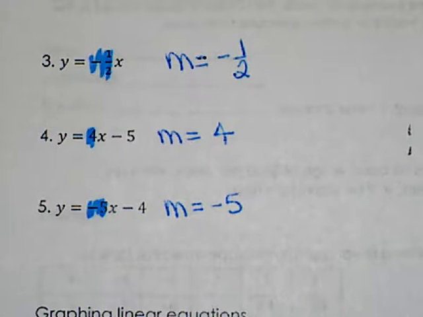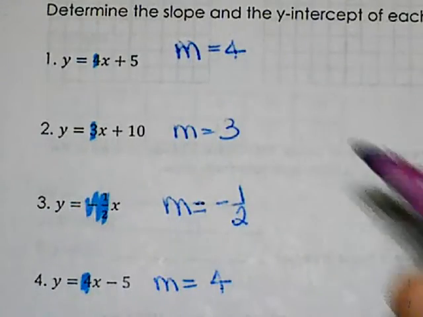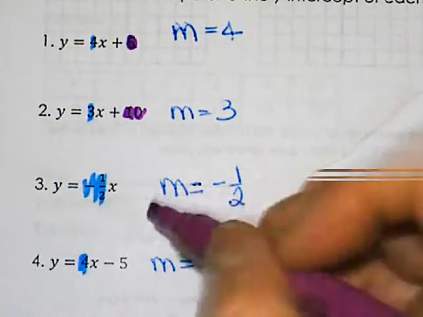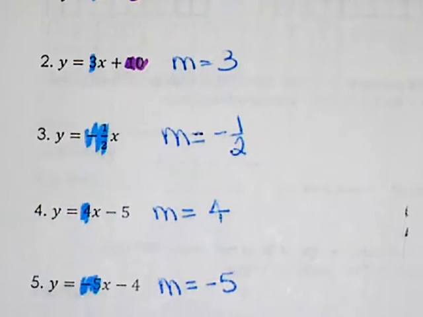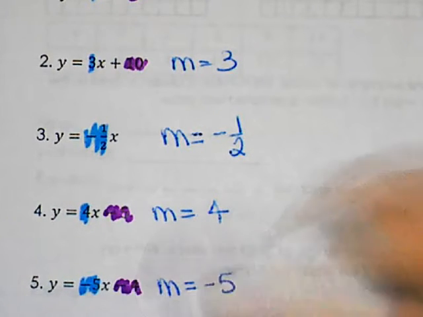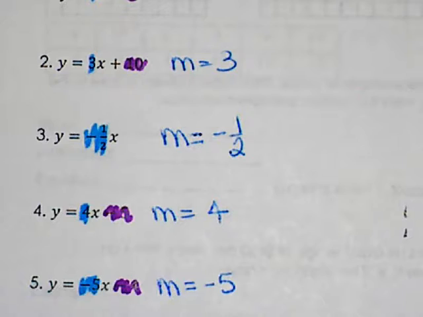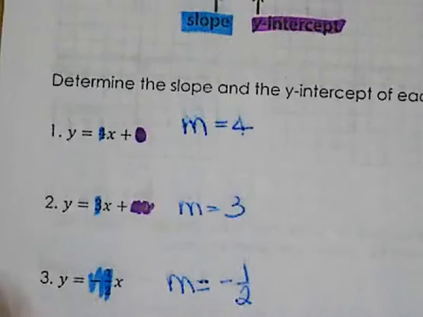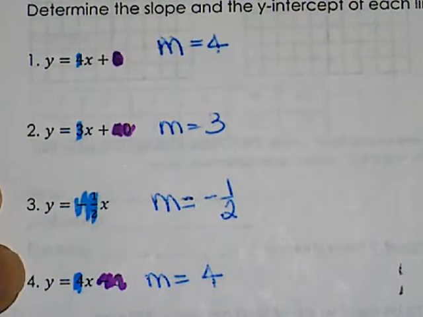Let's go with the purple and highlight the y-intercept. Number 1, 5, 2 is 10, 3 does not have 1, 4 is negative 5, and 5 is negative 4. It may be a little bit hard to see on the screen, but you should still be able to see it on your paper. So let's go through 1 through 5 and write the y-intercept.